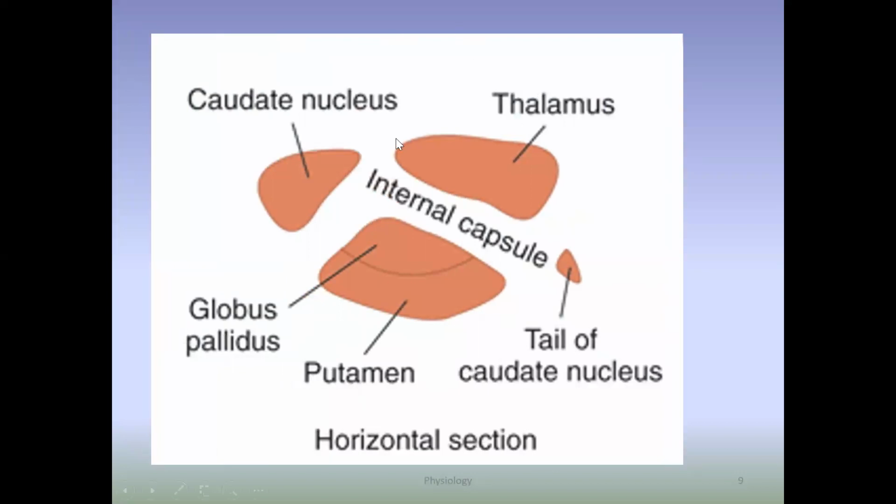Again, you can see the internal capsule. So you assume that this is an internal capsule. The internal capsule divides these basal ganglia nuclei: head of caudate nucleus, tail of caudate nucleus, globus pallidus internal and external segment, and the putamen nucleus.